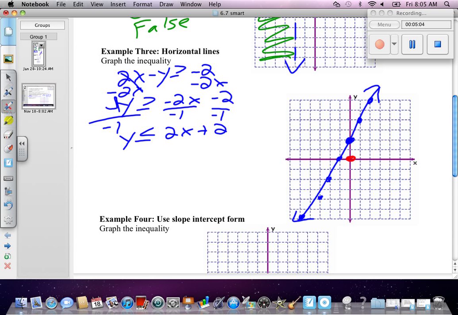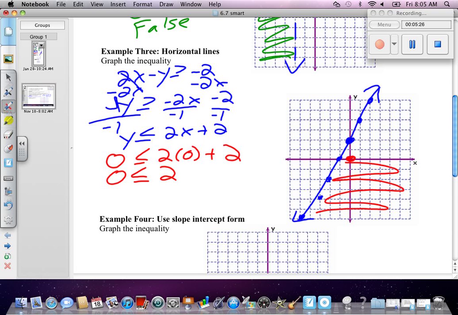To see if it works, I'm going to plug in a 0 for an x and a 0 for a y. So I did 0 is less than or equal to 2 times 0 plus 2. What's 2 times 0? What's 0 plus 2? Is 2 ever greater than or equal to 0? That's always true, right? So we shade the side that includes the 0.